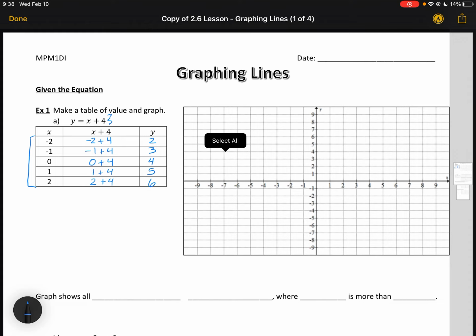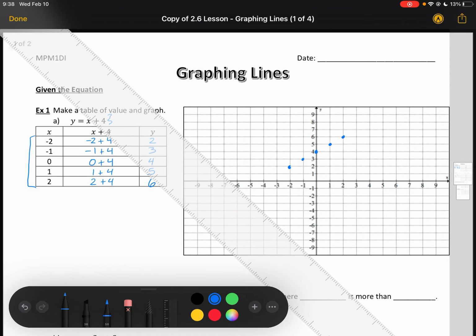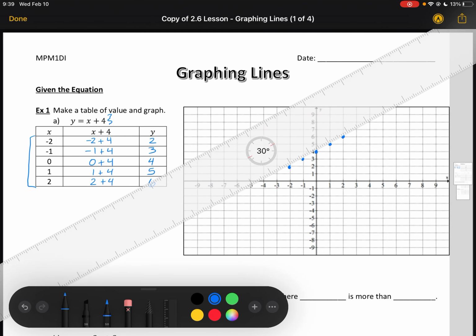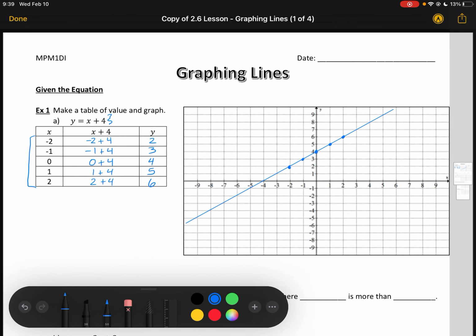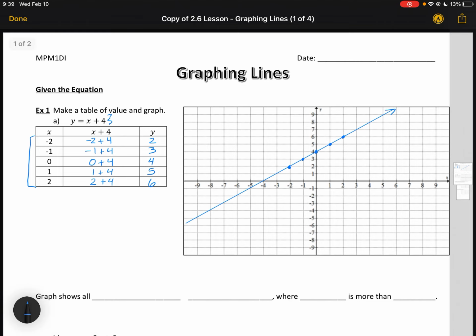So now I'm going to plot these here. So minus 2, 2, minus 1, 3, 0, 4, 1, 5, and 2, 6. Then I'm going to get my ruler out, and I'm going to go right across the graph going through those points. I know that my graph continues because I am looking at an equation, and then I'm going to put arrows on my line to show that it continues past those points that I've graphed.